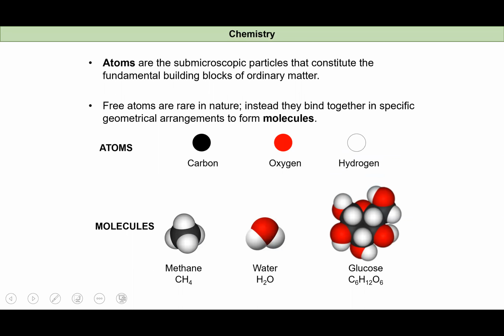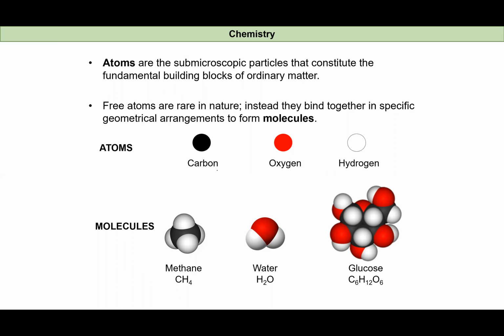So atoms are going to be submicroscopic particles, so small you can't see them without a very specialized instrument. And they are the building blocks of matter. Matter is anything that takes up space or volume and has mass. So atoms are the building blocks that make up everything around us. And an atom existing on its own is pretty rare out in nature. Usually they bind together in specific arrangements and they form molecules.